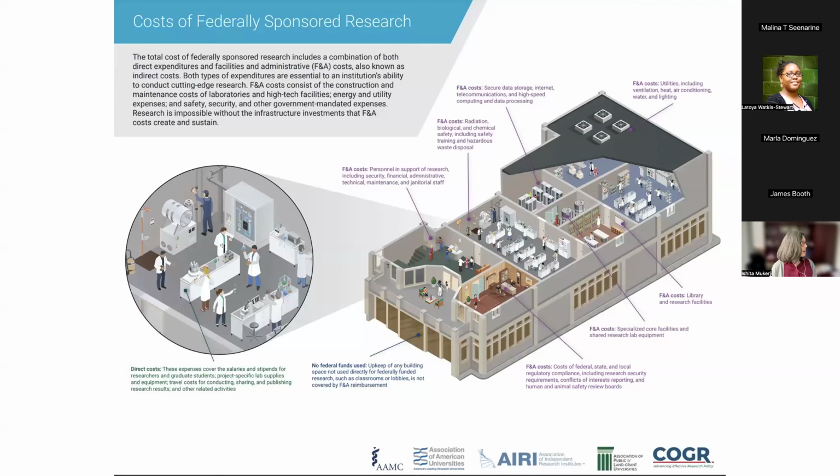Now, there are additional costs associated with regulatory compliance. So we have compliance requirements from federal, state, and local agencies, and that includes both security requirements as well as things like conflict of interest reporting and human subjects boards and animal safety. For those of you who use animals in your research, this would be like the animal care and use review boards and things like that.